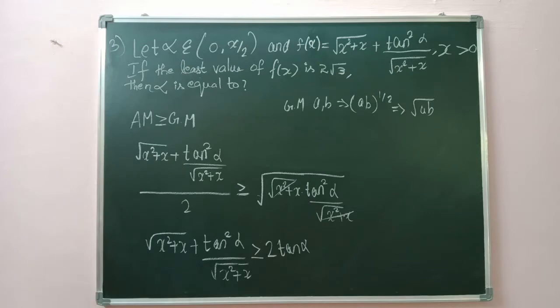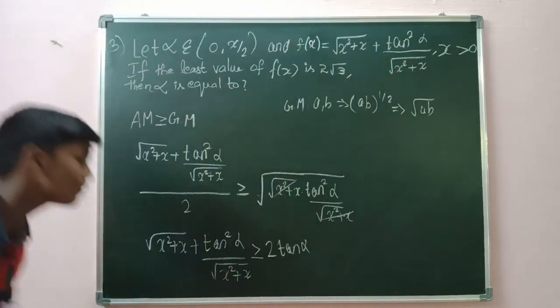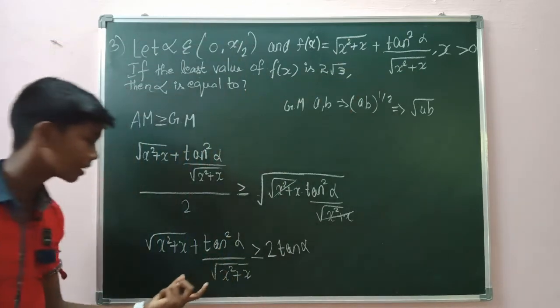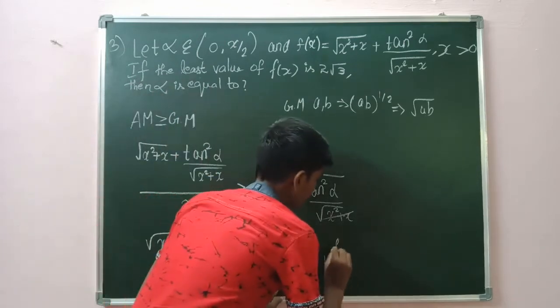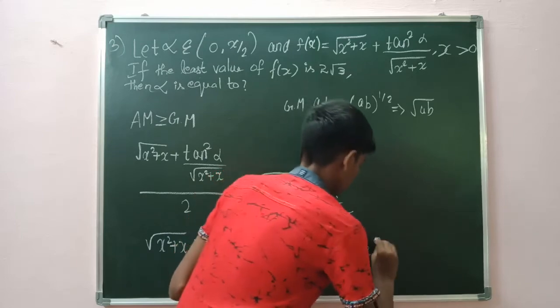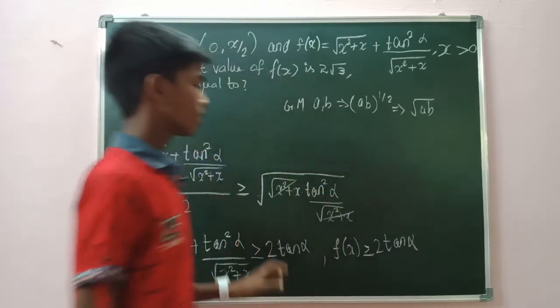We know that the least value of f of x is 2 root 3. Now what is f of x? f of x is this expression, and this same expression is something I am having here, so I will say this as your f of x. From this I will say that your f of x is greater than or equal to 2 tan alpha. That is what I can conclude here.